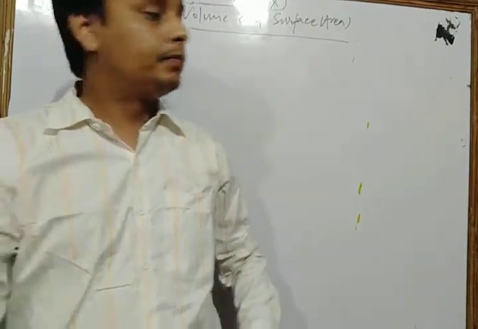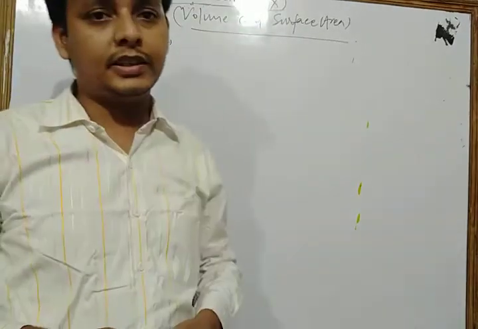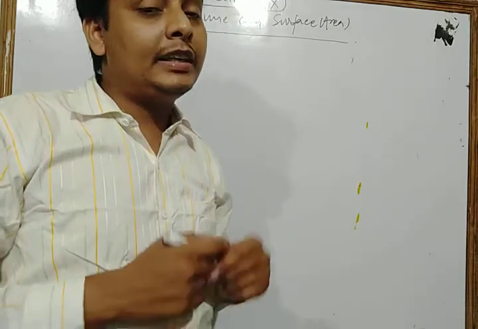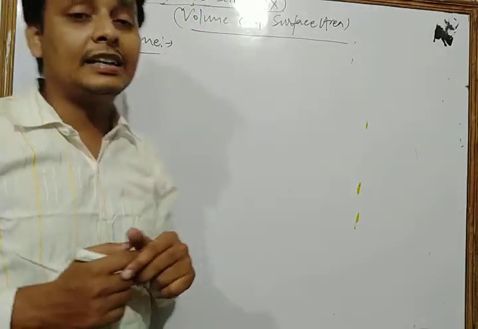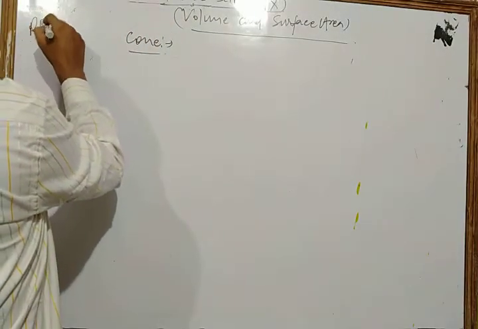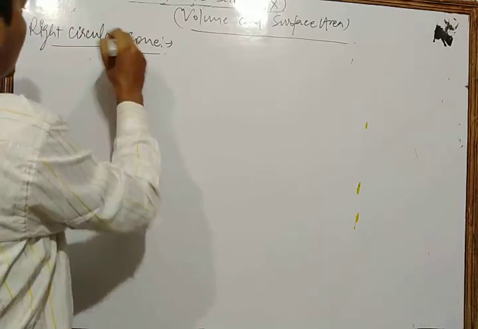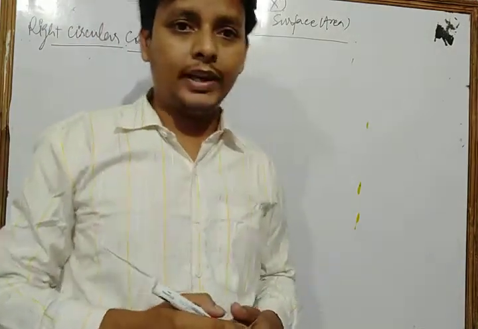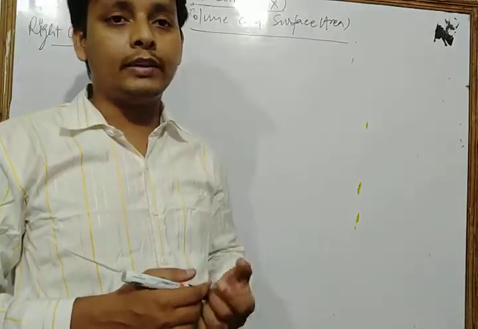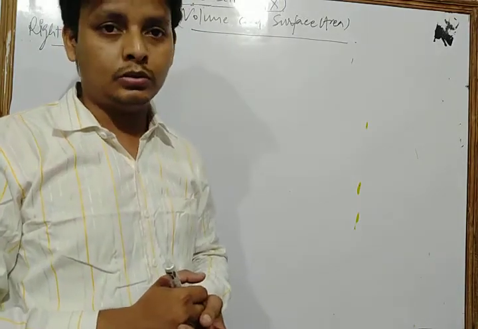In the previous class, we discussed the chapter volume and surface area, and in this chapter we discuss the solid, that is the right circular cone. Now let's see once more what a cone is and what the basic formulas for a cone are.